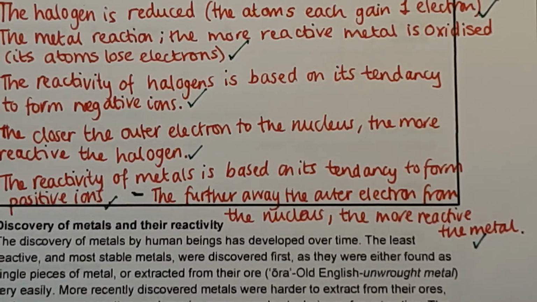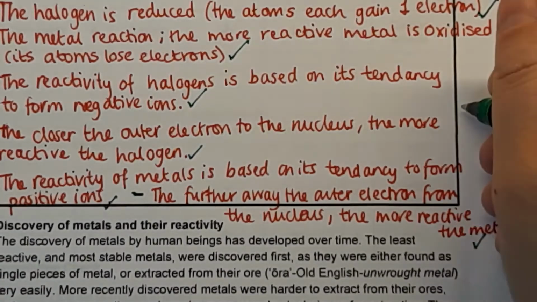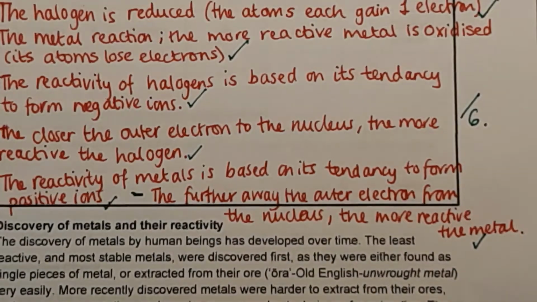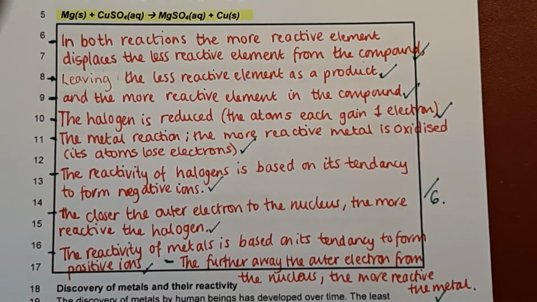So for each of those points that you've written, give yourself a mark up to a total of 6. It would be marked slightly differently in the exam, but it's not really possible to do that at this point. So what I do want you to do is make sure that you have written out each of these points. It can be on lined paper or on the notes page or anywhere in the booklet really.